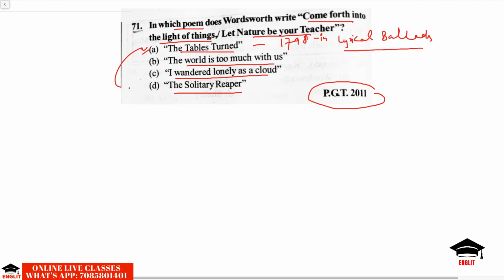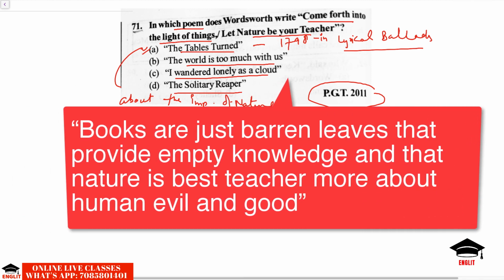It is about the importance of nature. As William Wordsworth is a poet of nature, in every poem he has given a very different, important view of nature. He seems to be saying that books are just barren leaves that provide empty knowledge, and that nature is the best teacher, which can teach more about human evil and good.